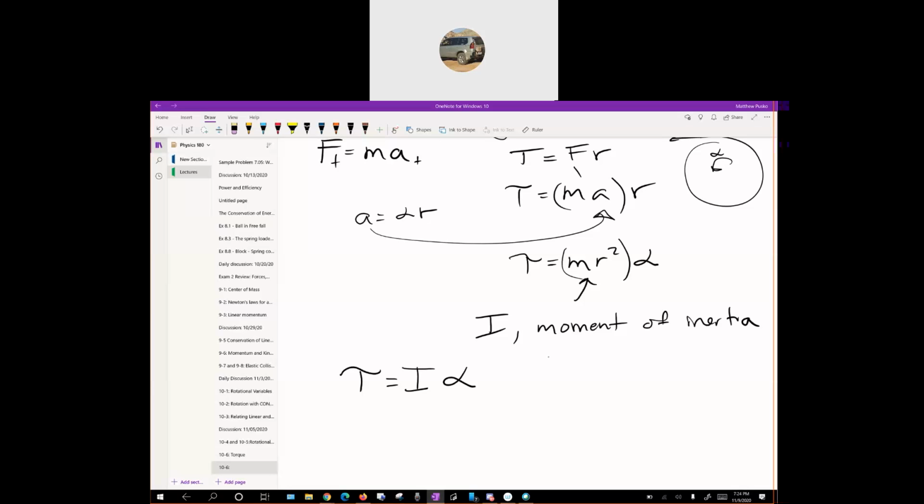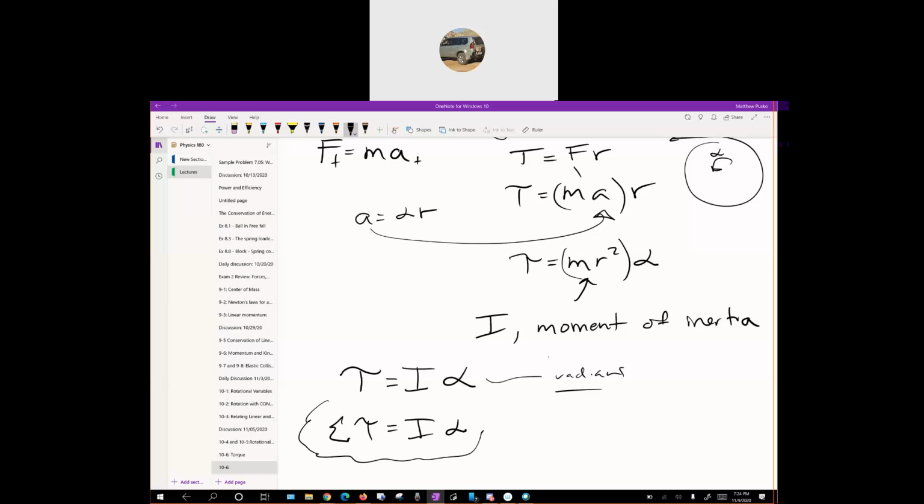Once again, we always do this in radians, and this works for as many forces as we want. So we can say the summation of the torques equals I alpha for that body. And there's a vector definition of this. We will get to that.